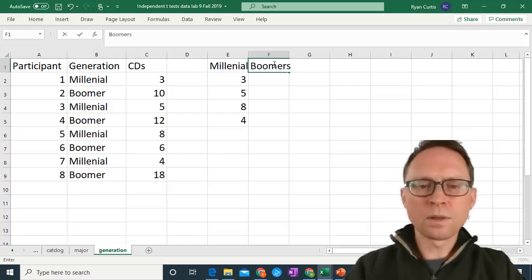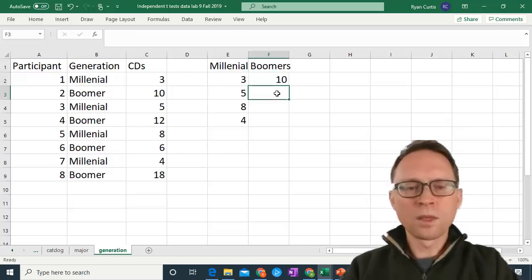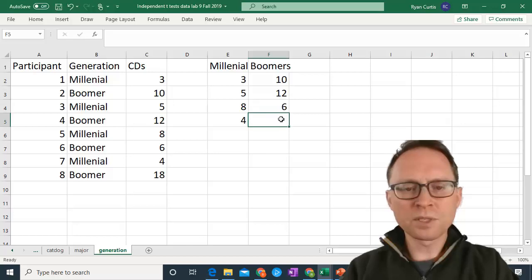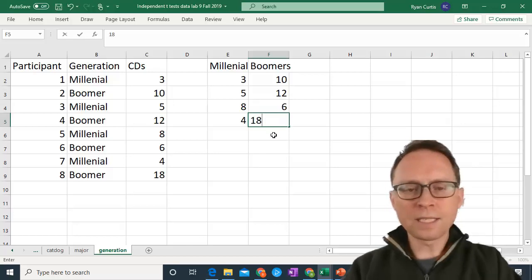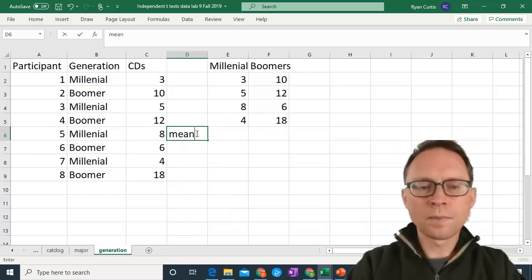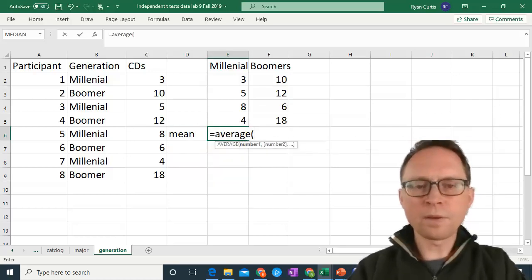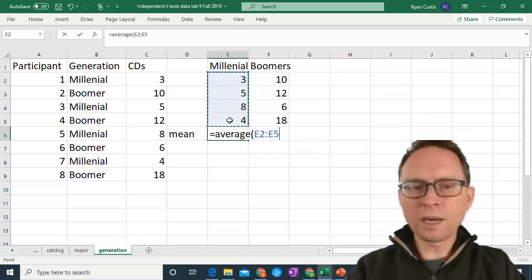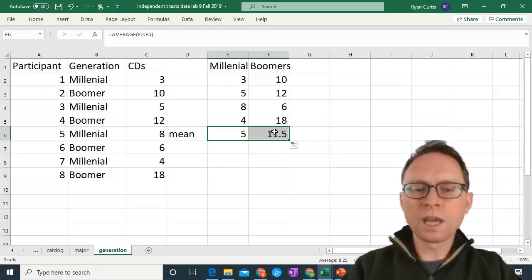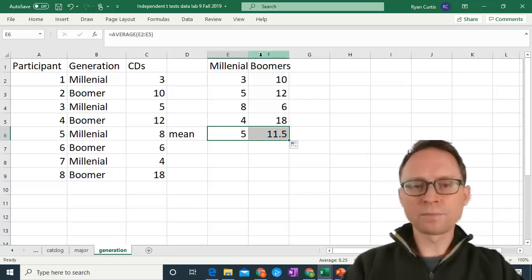Boomers. So participant number 2 is a boomer and has 10 CDs. Participant number 4 is a boomer and has 12 CDs. Participant number 6 is a boomer, has 6 CDs. Participant number 8 is a boomer and has 18 CDs. When we look at the means for each of these, we find out that the average number of CDs owned by millennials is 5, whereas the average number of CDs owned by boomers is 11.5. We're trying to figure out, is there a significant difference between 5 and 11.5?